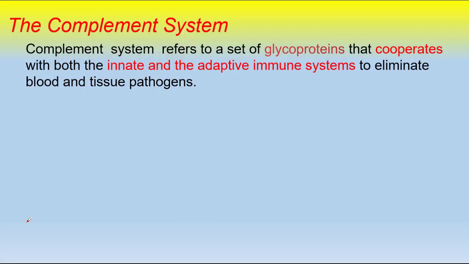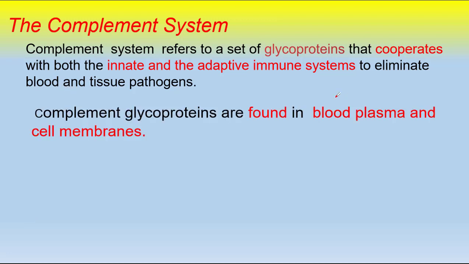Okay, let us start our lecture. The complement system refers to a set of glycoproteins that are basically part of the innate immune system but cooperate with both the adaptive immune system and the innate immune system to eliminate pathogens both in blood and tissues. Complement glycoproteins are found in blood plasma and cell membranes.